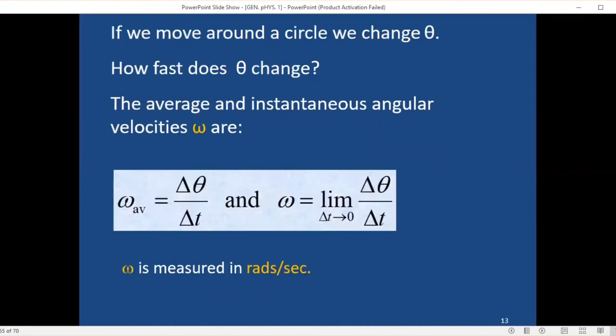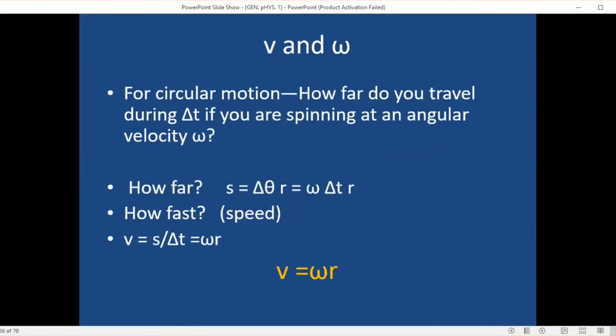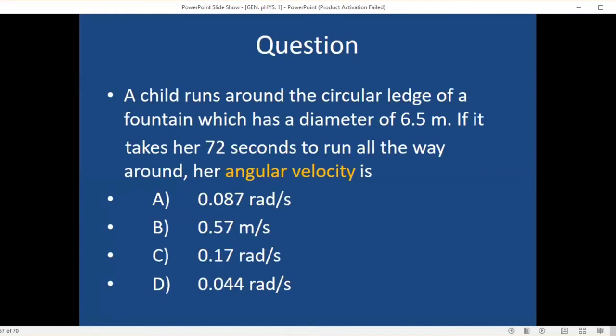Ayan, ang kanyang velocity. Delta theta over delta time. So, ayan. Is it A, B, C, or D? Compute for your angular velocity.